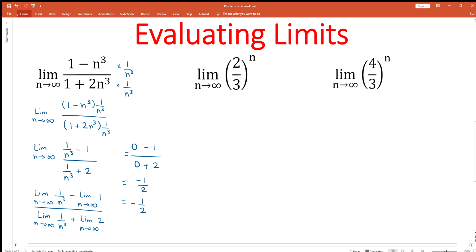Now we can evaluate the second limit. Limit n approaches infinity for 2 over 3 to the power n. The expression 2 over 3 to the power n is an exponential expression because the exponent of this expression is n, the variable. The base of this exponential expression is 2 over 3. 2 over 3 is between 0 and 1.